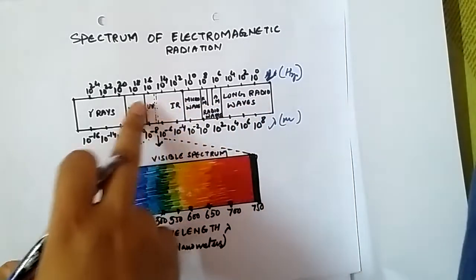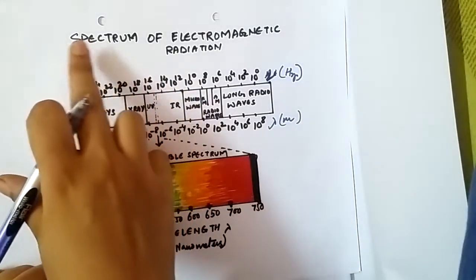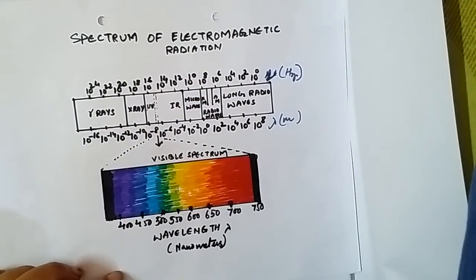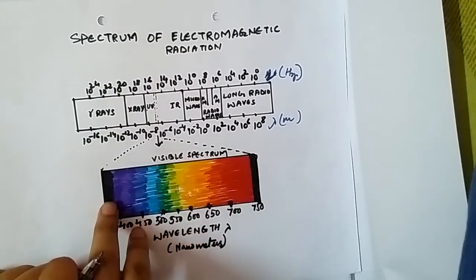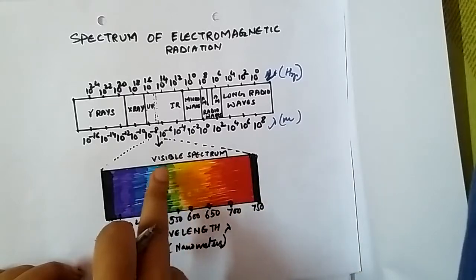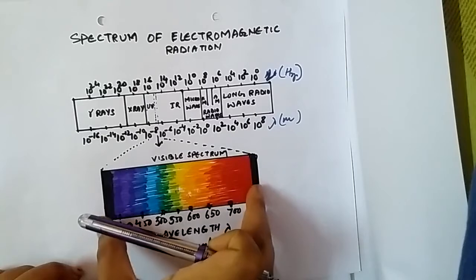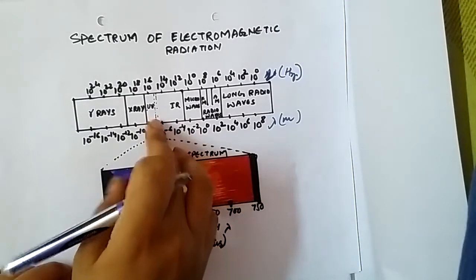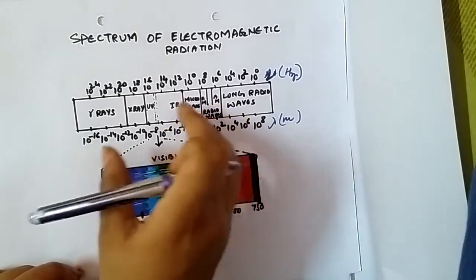So there are different kinds of electromagnetic radiations that make up the spectrum of electromagnetic radiation. Like different colors of the visible light make up the visible spectrum, starting from violet, indigo, blue, etc. So this is the visible spectrum. Similarly, this is the electromagnetic spectrum, and the point to be noted is that the visible spectrum is a part of this electromagnetic spectrum, because light is an electromagnetic radiation.